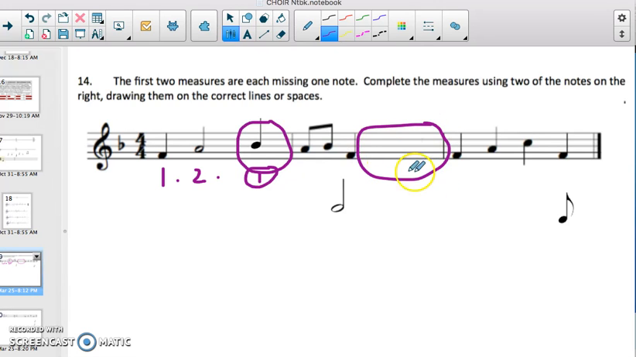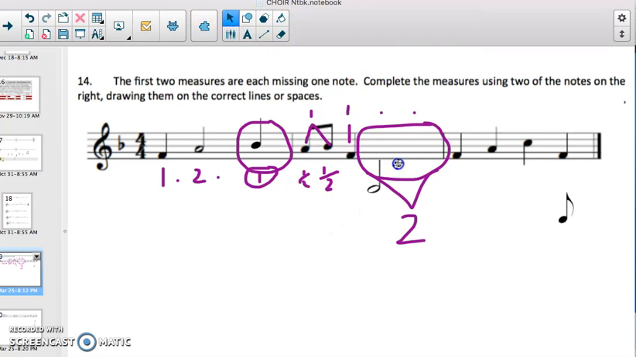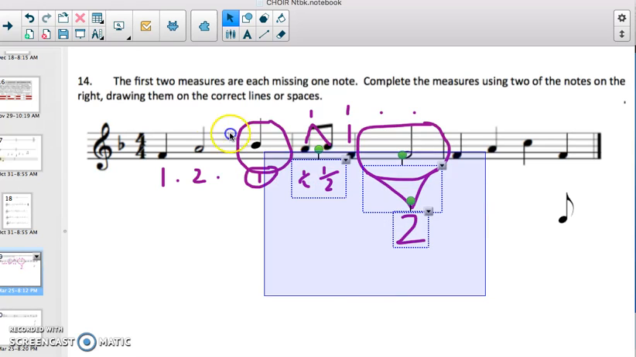For the second measure, I know that I need 1 note to complete this measure. Well, I have a half of a beat plus another half of a beat. I know these together equal 1 whole beat. I know that my quarter note is worth 1 beat. So what I need right here, in order to get 4 beats per measure, I need something that is 2 beats. So I know that my half note is going to go in here.